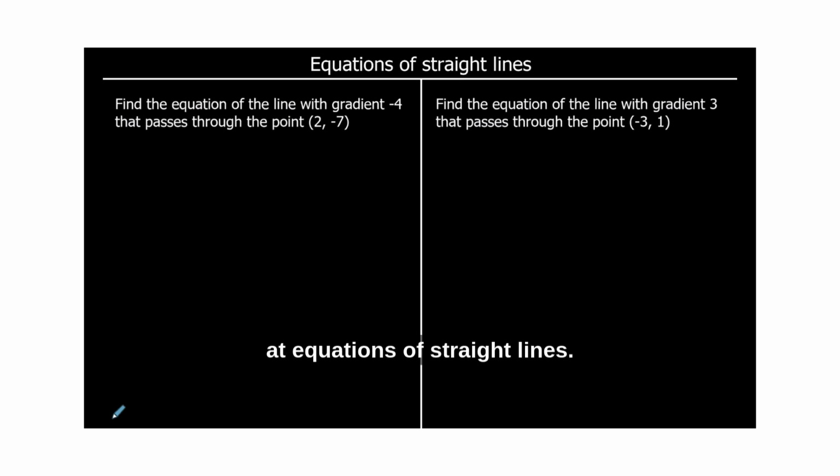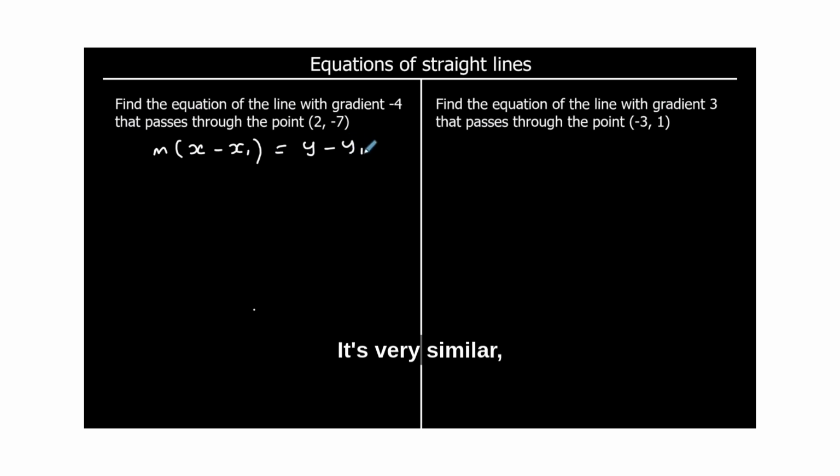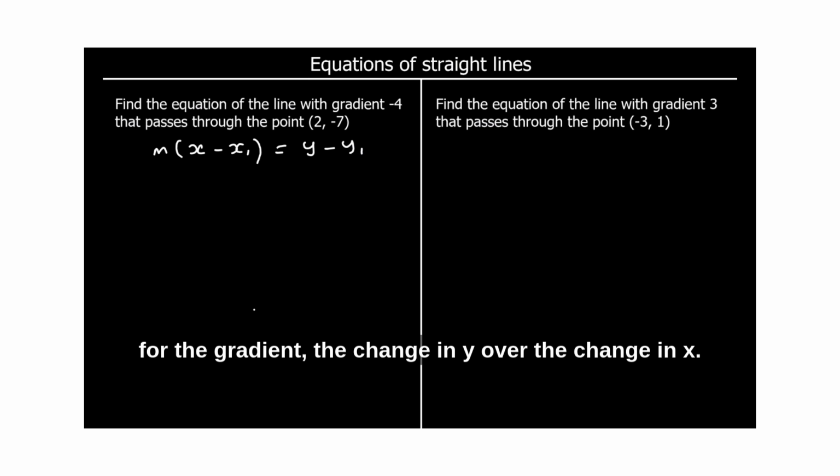In this video, we're looking at equations of straight lines. If we're given the gradient and a point, we can find the equation of the line, and we can use a slightly different formula to do it. So we can use the gradient times x minus x1 is equal to y minus y1. It's very similar, the same as the equation for the gradient, the change in y over the change in x.